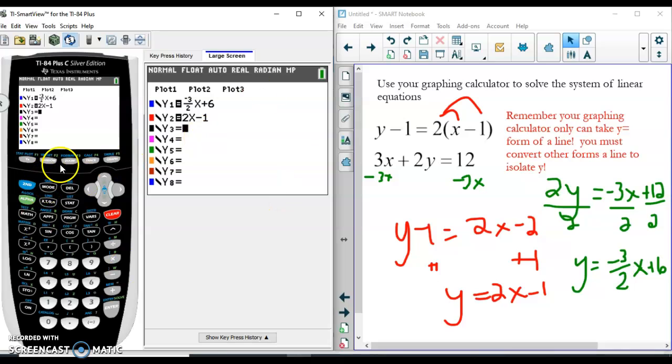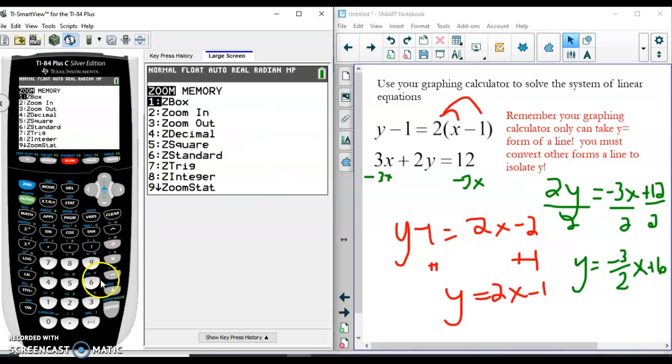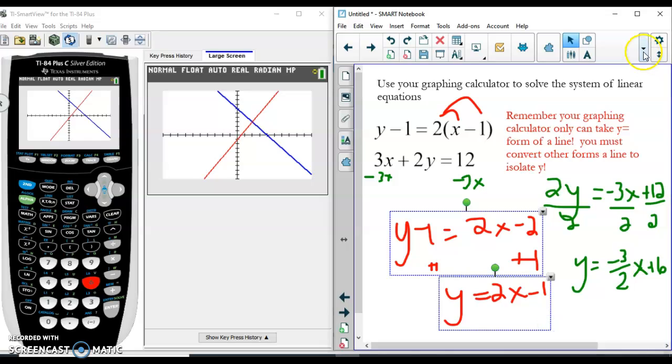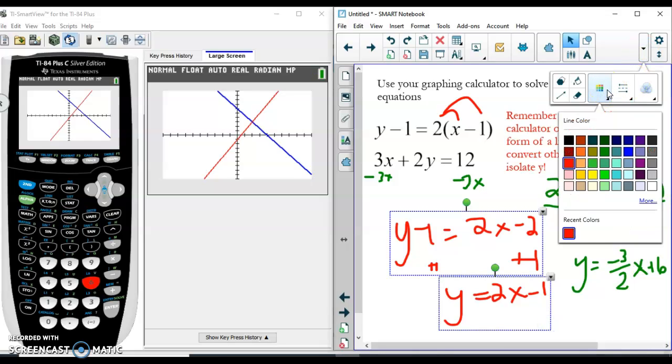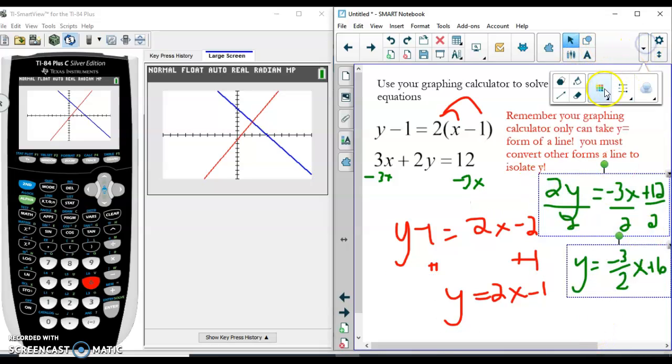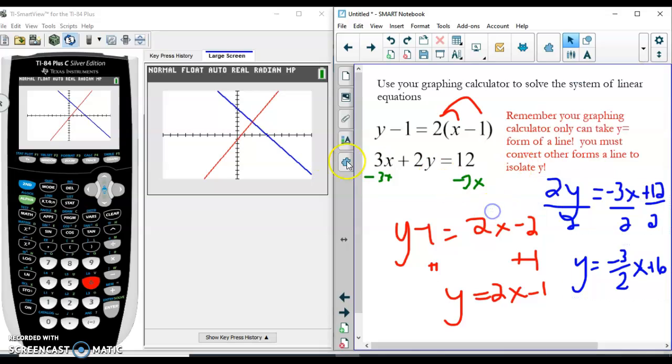So once I have my equations, I like to hit zoom and then 6 for the standard viewing window. It's usually a great place to start. It's not always the window we need. So we can see our first line coming in. We can see our second line coming in. Maybe I'll change the colors of those so they match. This was our blue line. Or sorry, this was our red line, and then this one here is actually blue and not green. So we can see that they do touch.